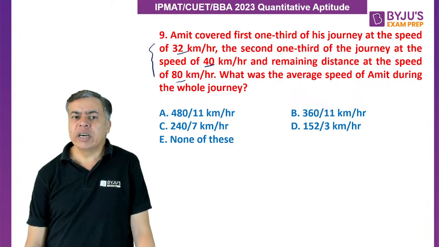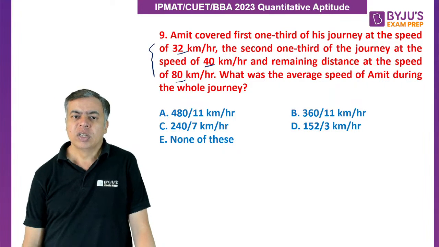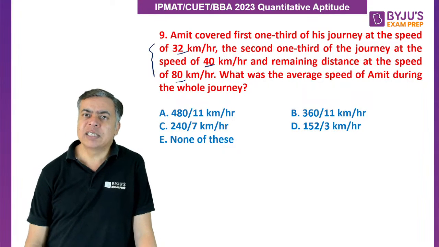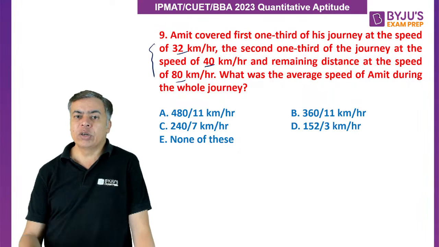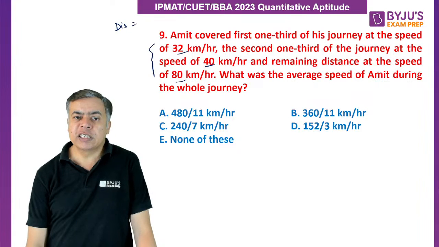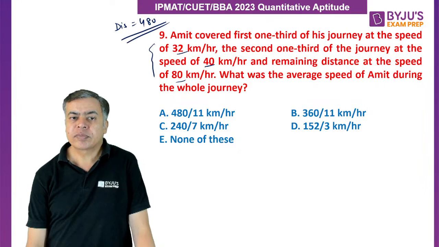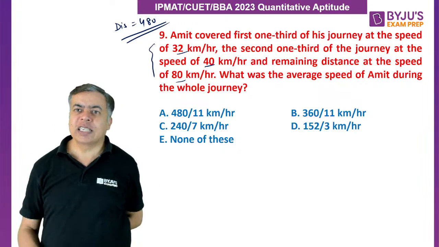Right? 80 and 40, it is 80. 80 is already a multiple of 16. So 80 into 2, so 160. 160 can be the LCM of these three. Right? He is doing 1/3, 1/3 also. So 160 into 3. Take the total distance as 480. Right? How does it help? Because the average speed is total distance by total time.